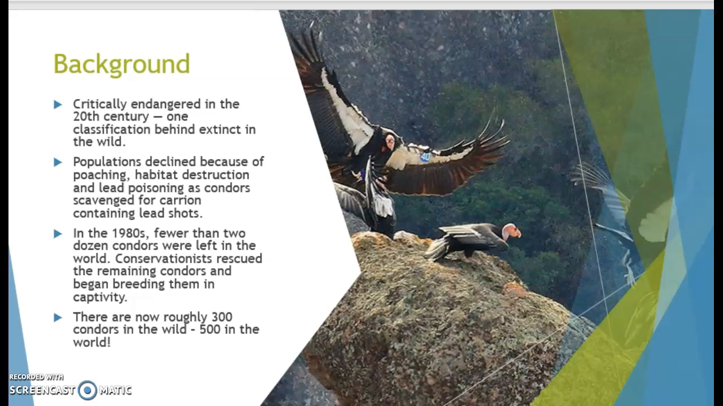In the 1980s, fewer than two dozen condors were left in the world, but conservationists rescued the remaining condors and began breeding them in captivity. Now there are roughly 300 condors in the wild and 500 total in the world, which is very impressive.